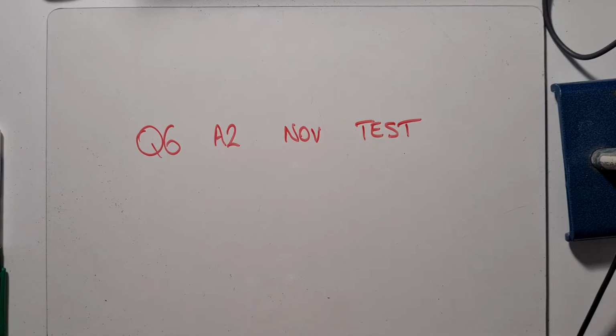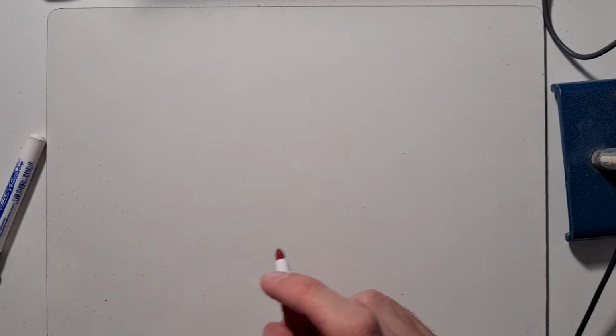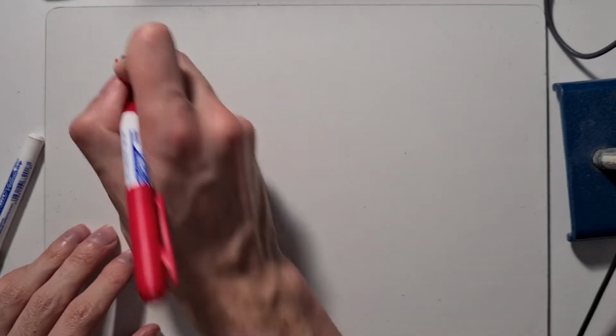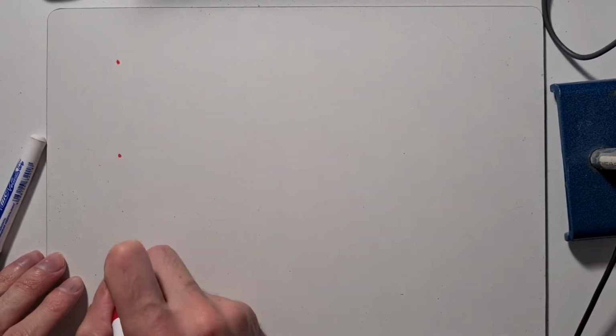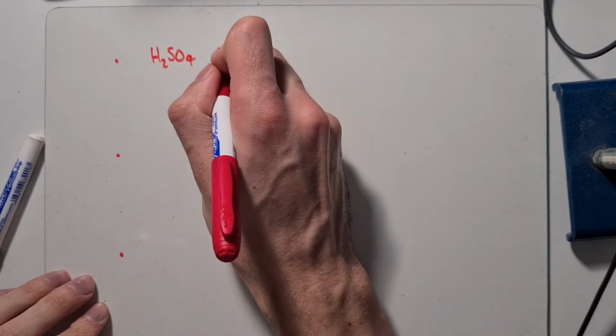Hi, this video is going to go through question 6 from the A2 November test. Part A wants you to give the mechanism for the nitration of benzoic acid, and you also have to show how H2SO4 behaves as a catalyst. So we're going to have 3 steps on this. First off, we'll show how our electrophile is created.